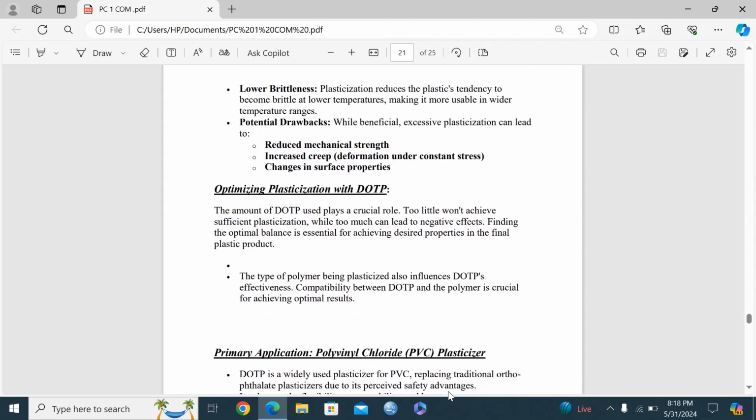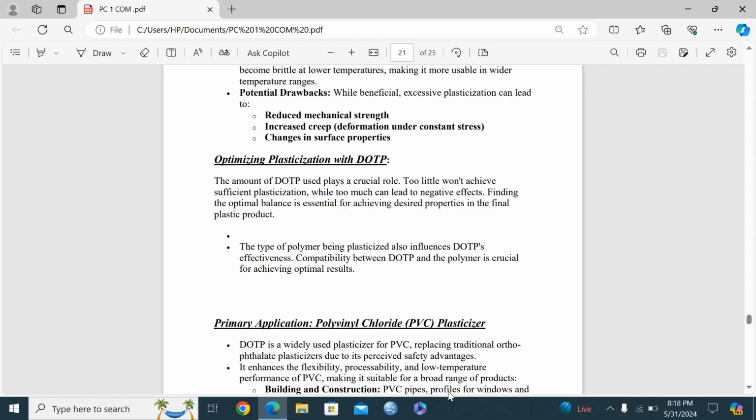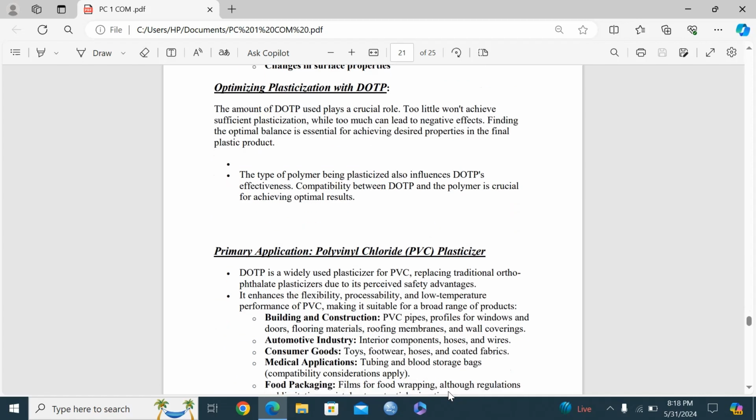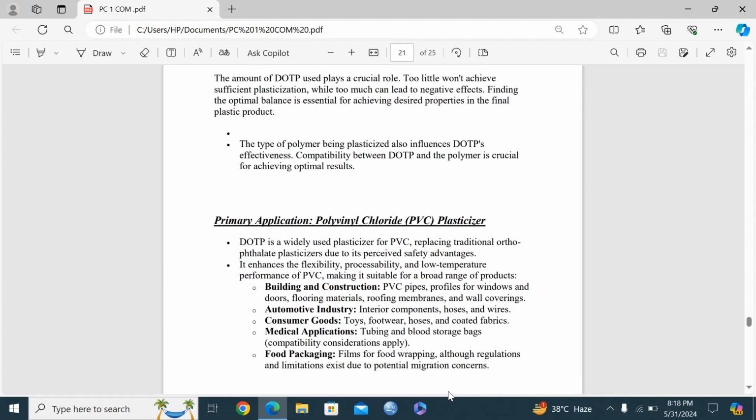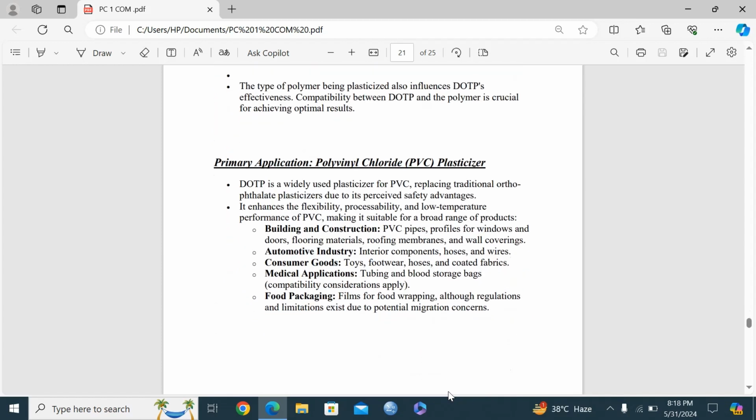Lower brittleness: plasticization reduces the plastic's tendency to become brittle at low temperature. A potential drawback, while beneficial, is that excessive plasticization can lead to reduced mechanical strength, increased creep, and changes in surface properties. Optimizing plasticization with DOTP: the type of polymer being plasticized also influences DOTP's effectiveness. Compatibility between DOTP and the polymer is critical for achieving optimal results.